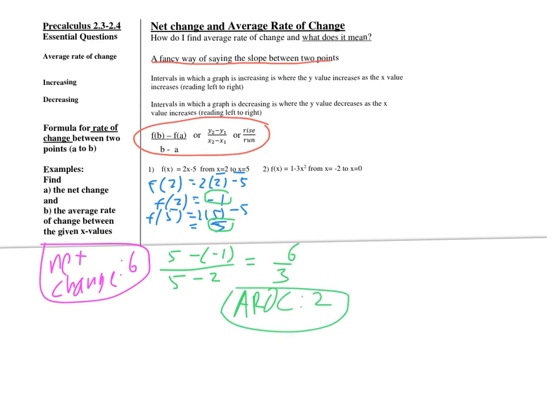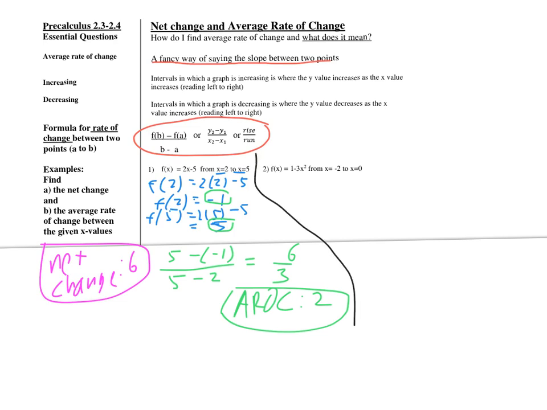So 6 over 3. Now, some of you may be thinking here that slope of 2 is not surprising, because if you look at the original function, it's a linear function, and the slope is 2. So actually, if we would have picked any two x values in the world, then the average rate of change would have come out to 2, because on a linear function, the slope is consistently 2.